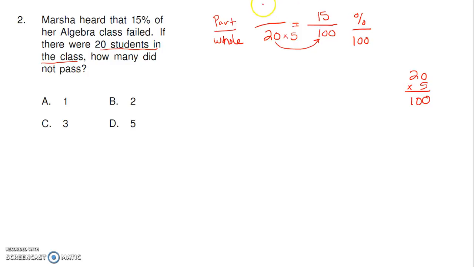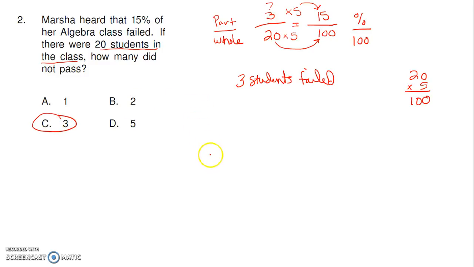So now I'm looking for some number that if I multiply it by 5, I'll get to 15. So you say, what times 5 is 15? 3 times 5 is 15. So 3 students failed. Okay.